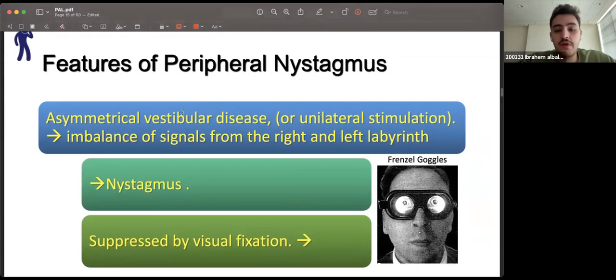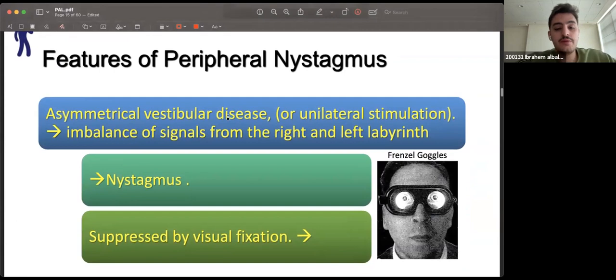Now, this is very important. We've talked about how peripheral vertigo is usually sudden, and we've said that it's associated with hearing loss. What's more is when we look at the nature of the nystagmus: peripheral vertigo and peripheral nystagmus, I want you to think of them as the same thing.